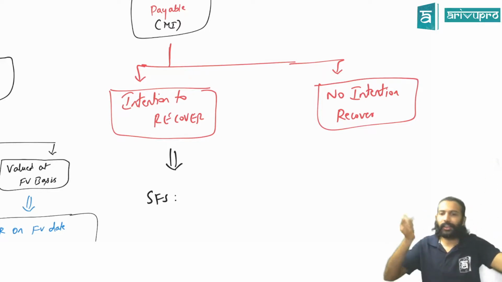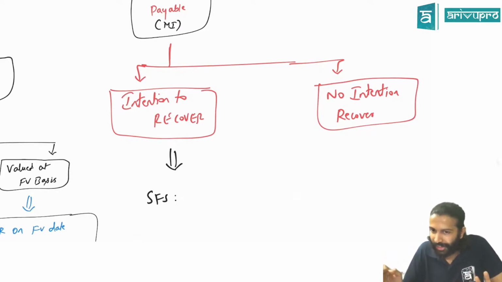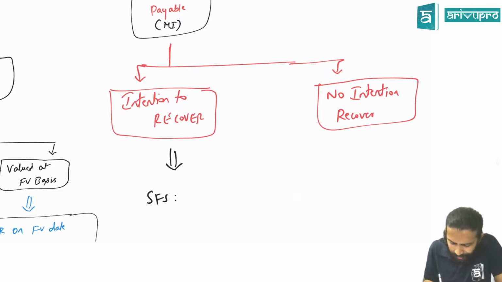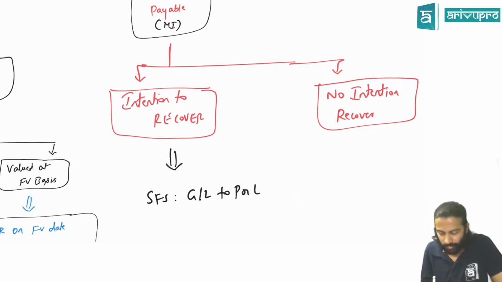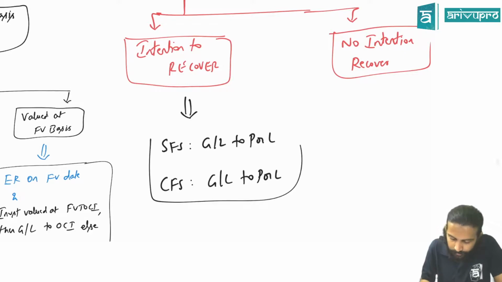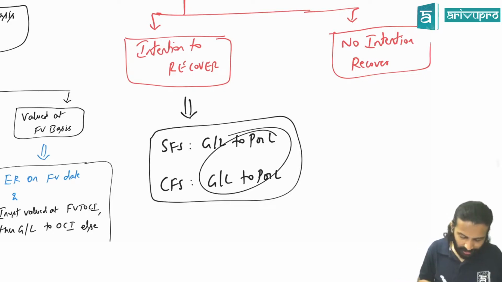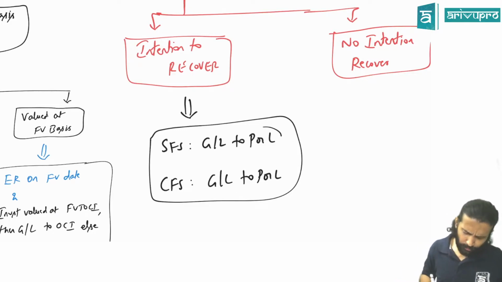So the transaction date exchange rate and the closing exchange rate, will they be the same or could they be different? Generally they will be different. I mean, there'll be gain or loss. That gain or loss in SFS will go where? To PRL. Correct? And gain or loss in CFS also will go to PRL. If that is the case, if you have intention to recover, then gain or loss in both SFS and CFS will go to PRL. So in CFS, how will it come, sir?